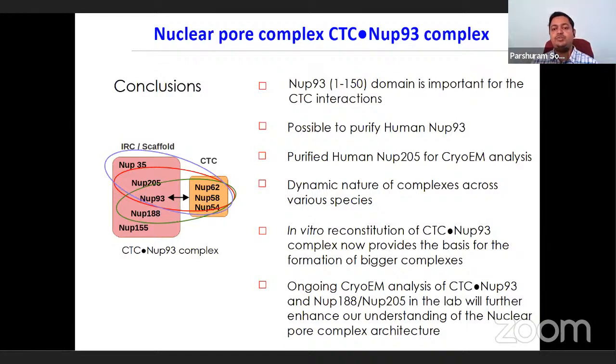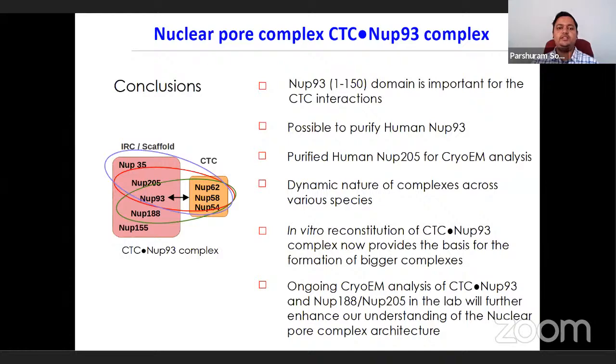Apart from that, we could show that there is a dynamic nature of complexes across the various species of NPCs. And this particular complex, which we could reconstitute in vitro, now serves as the basis for making higher complexes of human subcomplexes. Currently in the lab, some PhD students are working and having success with making 5 protein as well as 6 protein complexes. And soon probably we will get the information for that as well.